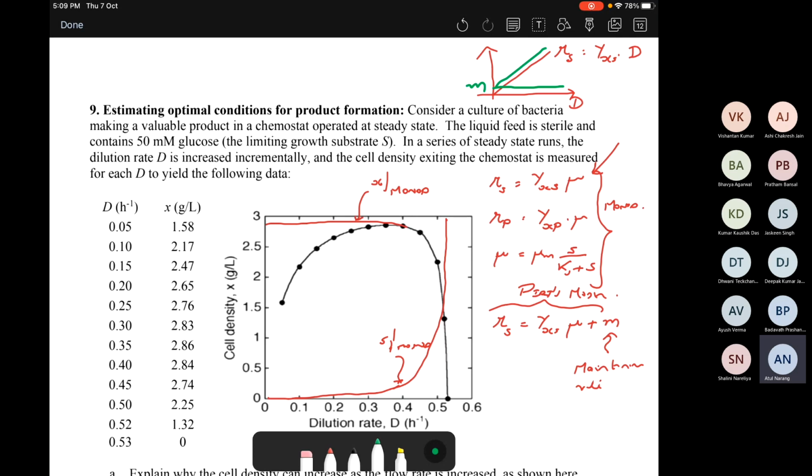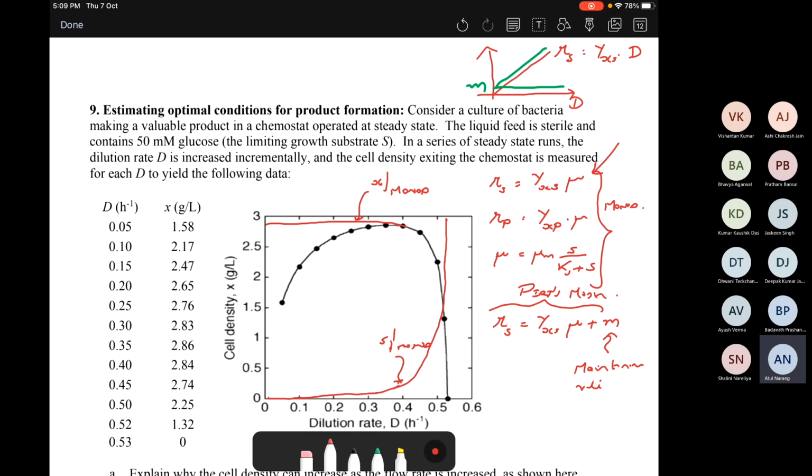And then I also gave you an alternative to this called Herbert's model, which I defined and told you to work out on your own. Now, it turns out that there is a variant of this for product formation too.